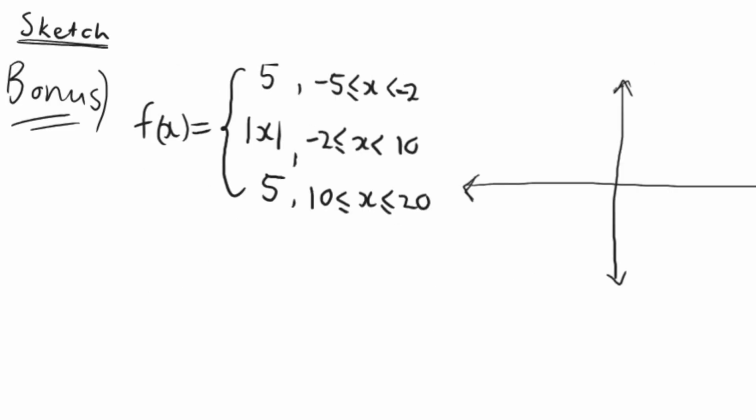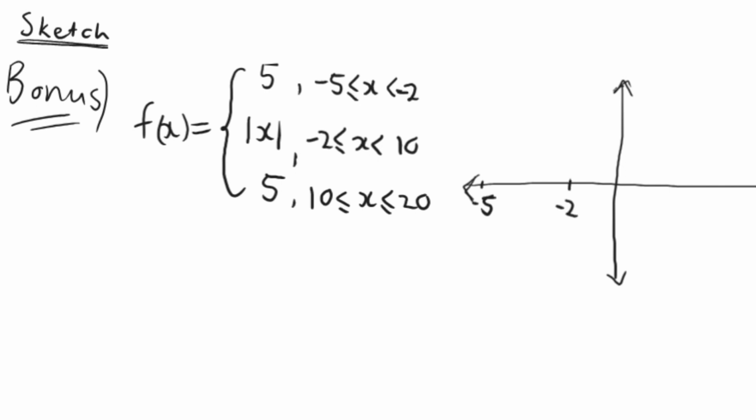Okay. Oh well, I thought we were done, but then I thought, why shouldn't I give my subscribers a bonus question? Now this one says sketch the function f of x equals 5 when x is between -5 and -2. So you're going to sketch from -5 there, and then up to -2. Yes, we have -2 there.